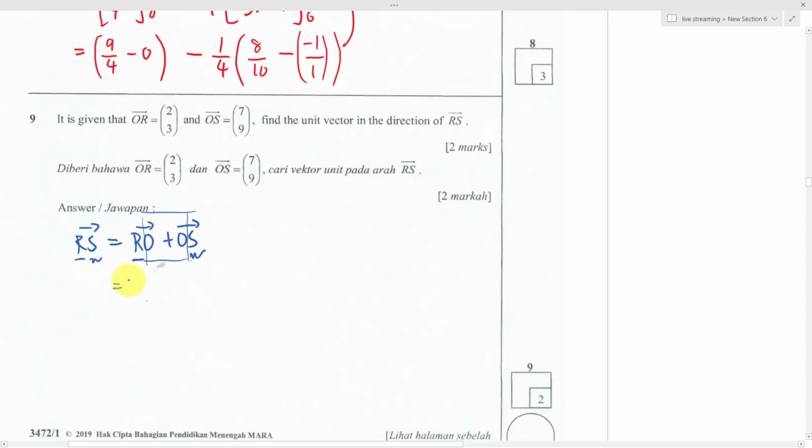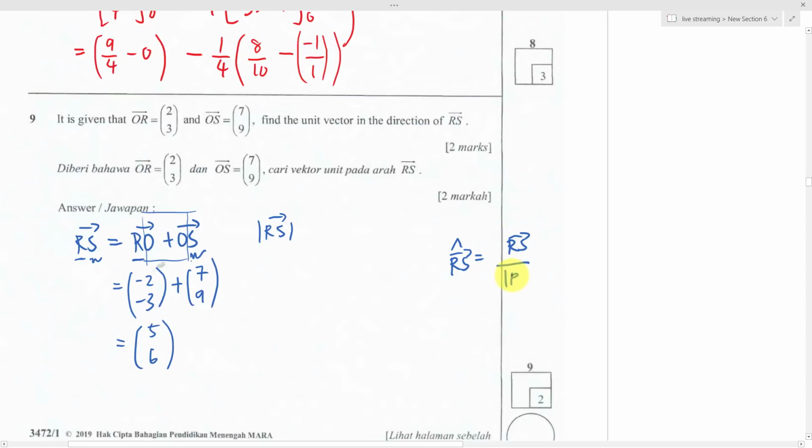So RO and OR, you should know the relationship is a negative. So it's negative 2, negative 3, plus OS, which is 7, 9. So negative 2 plus 7 is 5, and negative 3 plus 9 is 6. Alright, and then they ask me to find a unit vector, so I need to find the magnitude of RS first. Why do I want to find the magnitude? Because the unit vector of RS equals the vector RS over the magnitude of RS. So this is the formula.